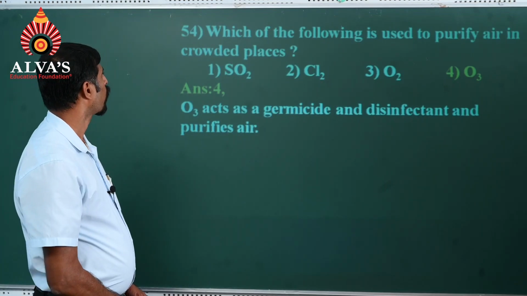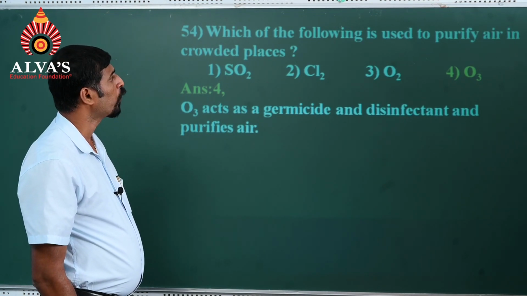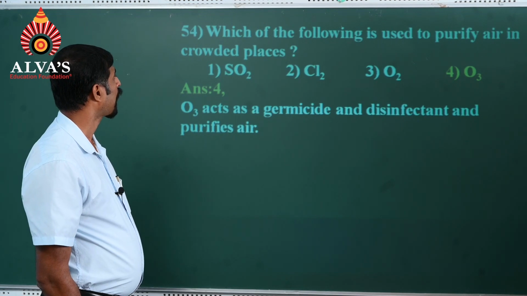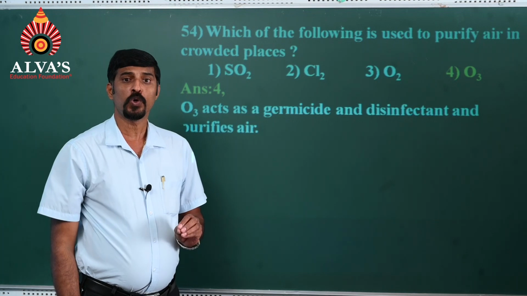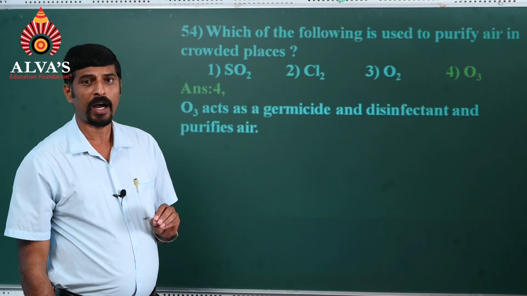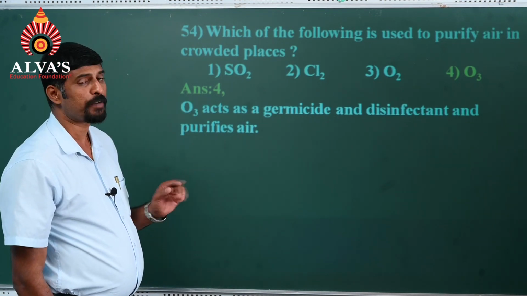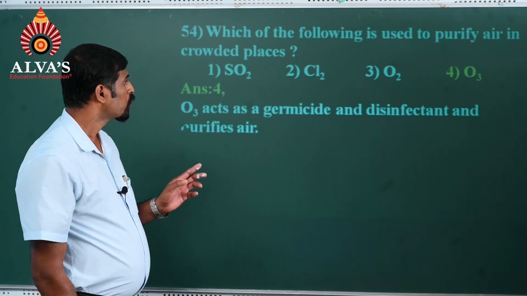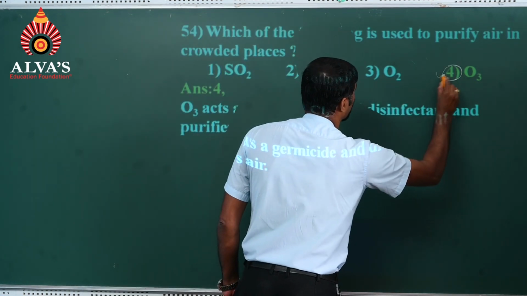Next, we will move on to question number 54. Which of the following is used to purify air in crowded places? Ozone is used to purify air in crowded places. Why? Because it can be used as a germicide as well as a disinfectant. So, option 4 is the right answer.